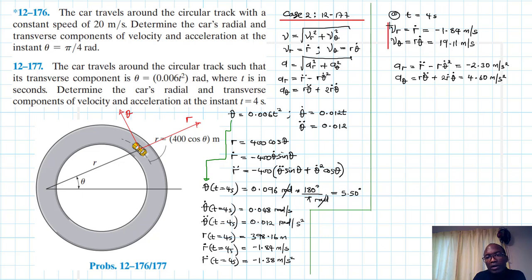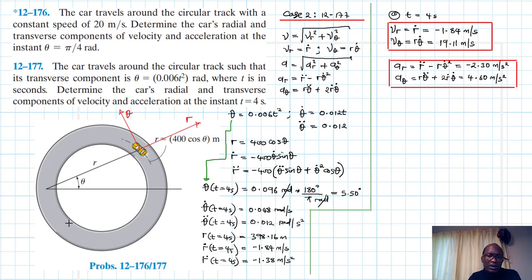So we have the velocity, radial and transverse components, and we have the acceleration, radial and transverse components. Right, I think this is really about it, and I hope this video was helpful. Before I go, let me just show these components here.